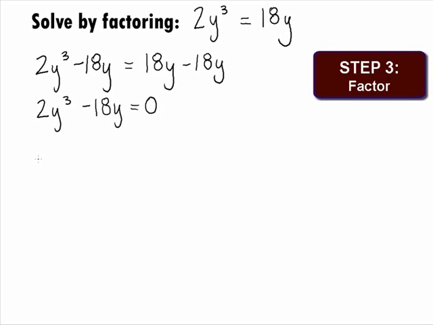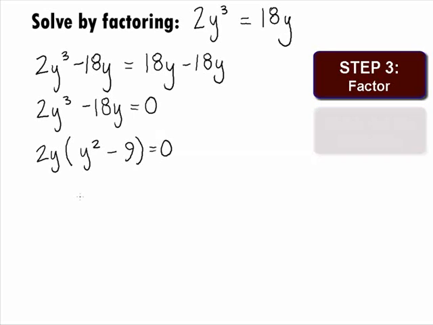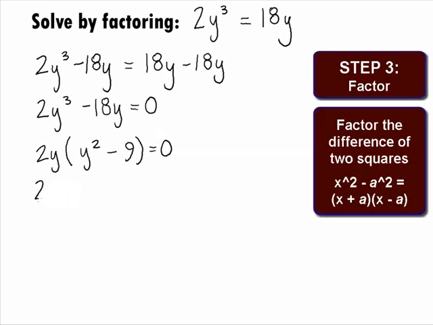In step 3, we want to factor. If you need a review on factoring, feel free to go to College Algebra Tutorial 7. It looks like we can factor out a greatest common factor of 2y. When we do this, we get 2y times y squared minus 9 equals 0. The y squared minus 9 is a difference of two squares, so when we factor this, we get 2y times y plus 3 times y minus 3 equals 0.